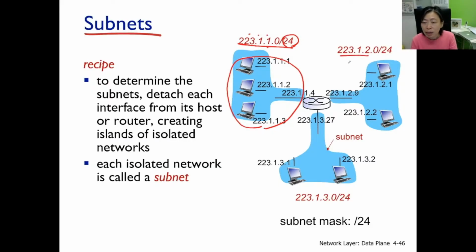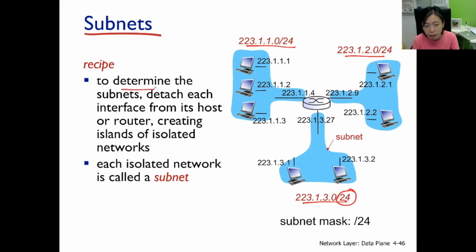Similarly, the 223.1.2 subnet address looks like this, and this is 1.3's subnet address. What I'm teaching you here is there's an easier way to tell how many subnets we have. If you need to decide how long the subnet part of the IP address is, you do want to know, inside your network, how many subnets there are, and inside each subnet, how many machines or network interfaces there are.